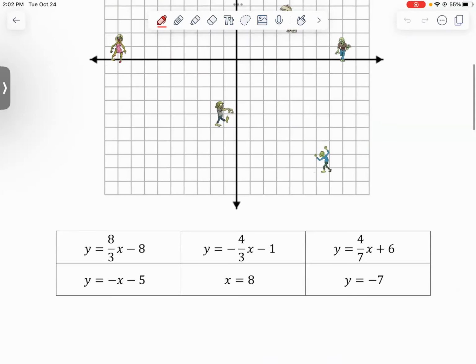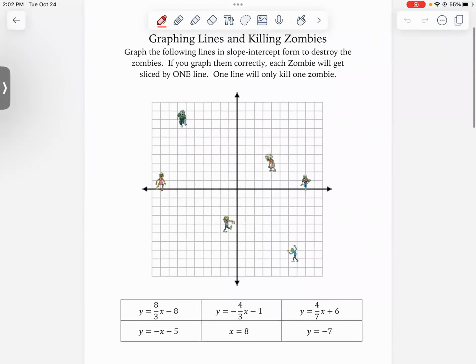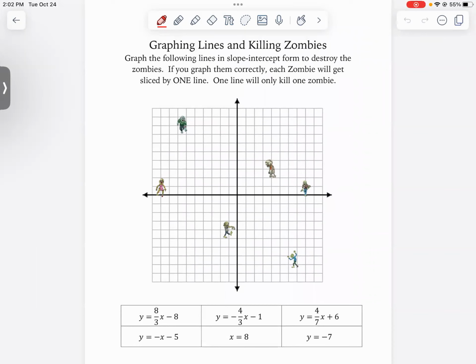So I'm going to give you this. It is perfectly fine if you communicate with your table mates to make sure, hey, am I doing this right? But I'm going to give you about 5 to 10 minutes to graph these 6 lines on this graph to slice the zombies.